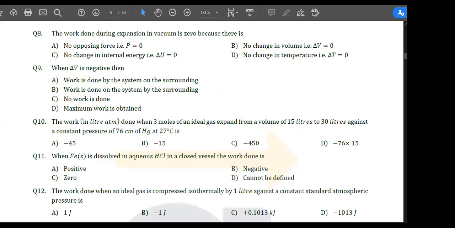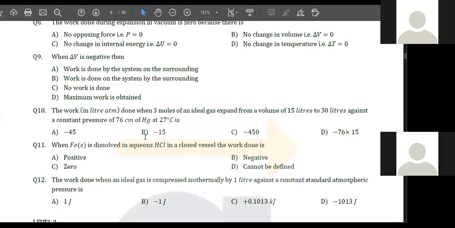See, the first step should always be identify the process. So if it's constant pressure, doesn't matter which process it is, reversible, irreversible, it is always P delta V. Okay. So question 11.